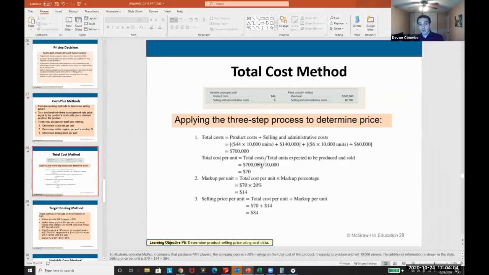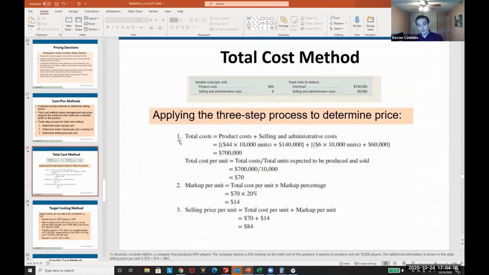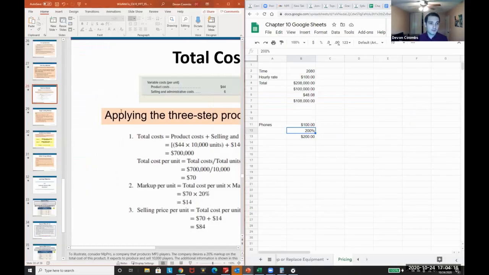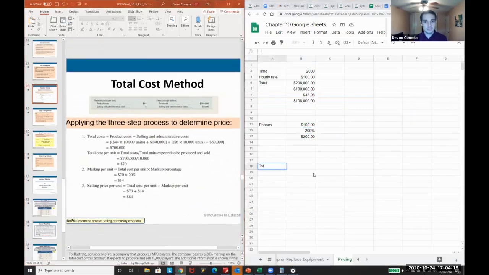There's also something called the total cost method. So we can determine what the total cost of the products are, and then determine how much markup we want per unit in order to determine our total cost per unit. And so that's, I'll put it over here. And so the thought here is total cost method. Total cost method, we're saying product costs $10 per unit, or $44 per unit. How many number of units? We're saying 10,000.